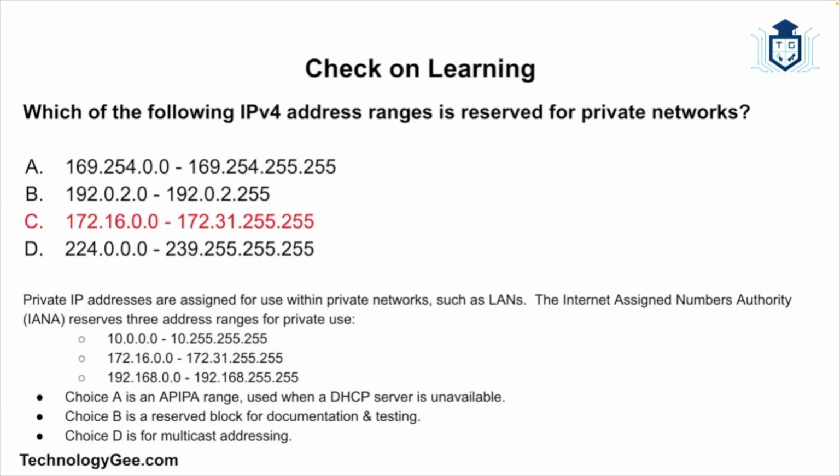172.16.0.0 through 172.31.255.255. Private IP addresses are assigned for use within private networks such as local area networks, and the Internet Assigned Numbers Authority reserves 3 address ranges for private use. Choice A is the APIPA range that is used when a DHCP server is unavailable. Choice B is a reserved block for documentation and testing. And choice D is for multicast addressing.